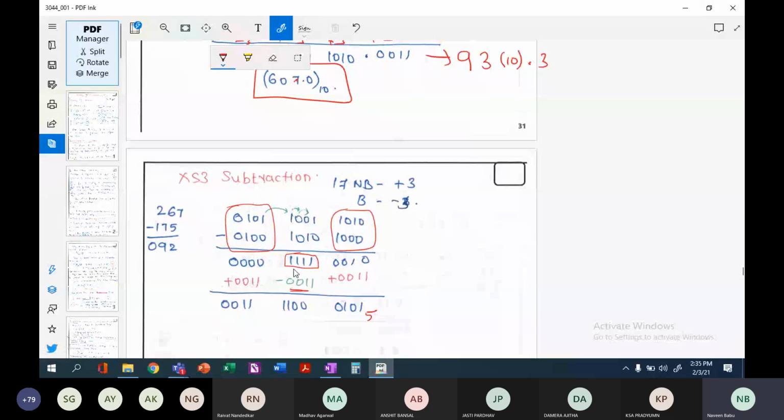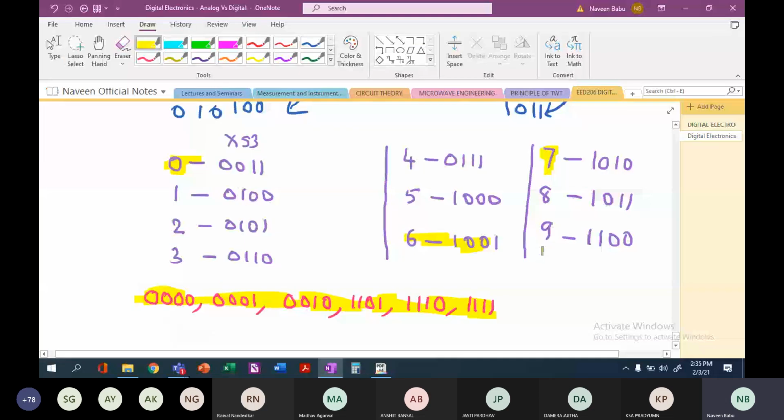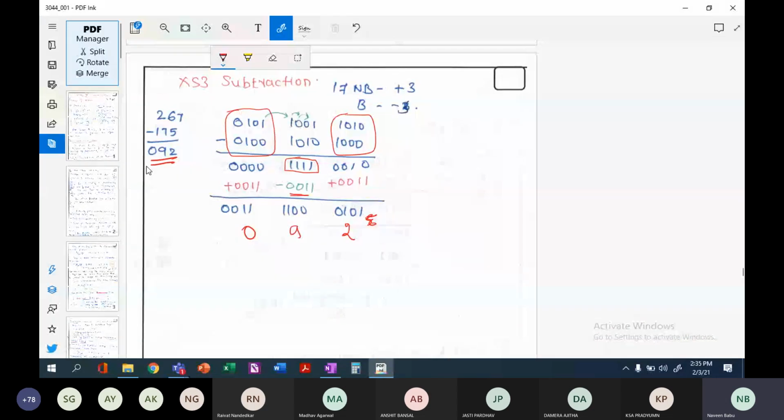So the answer here, what does 9 correspond to in XS3 value? 9 corresponds to 1100. So 1100, this corresponds to 9. And 0101 corresponds to 2 here, 2 here. And 0011 corresponds to 0 here. So we have got the original answer, which is 092. Okay. Any doubt in XS3 subtraction?